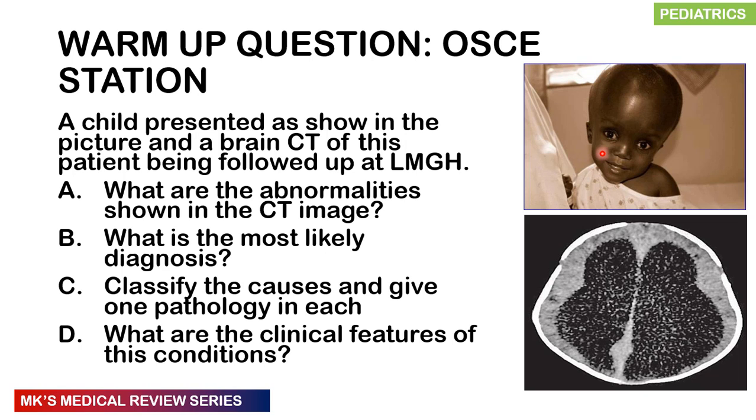Let's go. Here's our warm-up question. This is from OSCE Stations. A child presented as shown in the picture and a brain CT scan of the patient being followed up at Levi General Hospital. What are the abnormalities shown in the CT scan? What is the most likely diagnosis? Classify the classifications given and give one pathology in each. What are the clinical features of this condition?